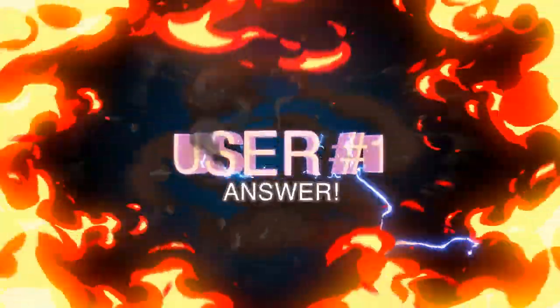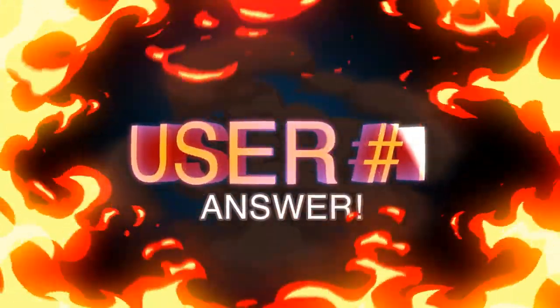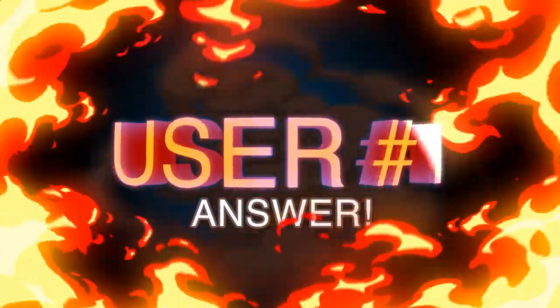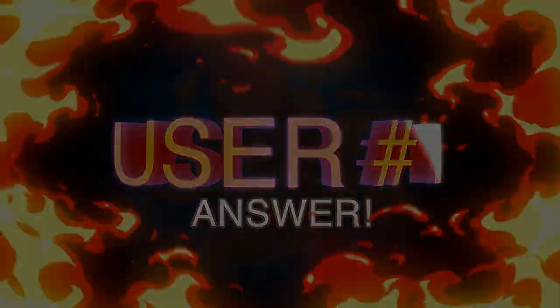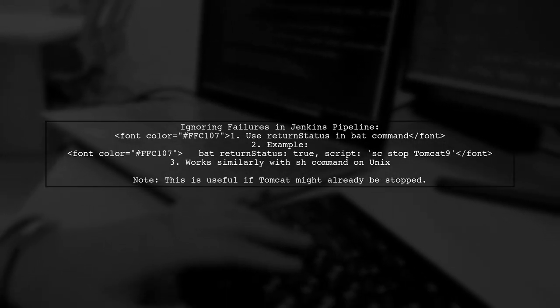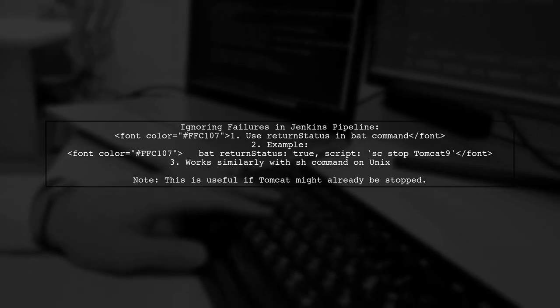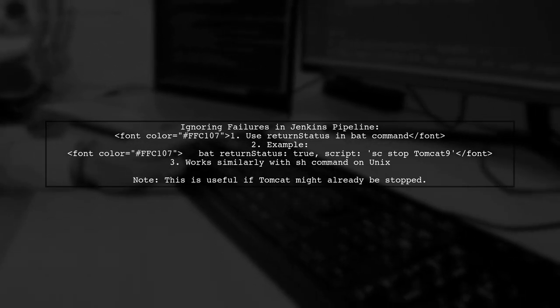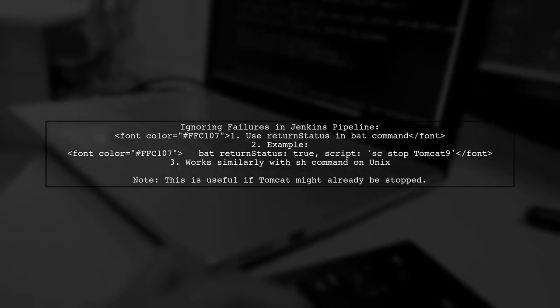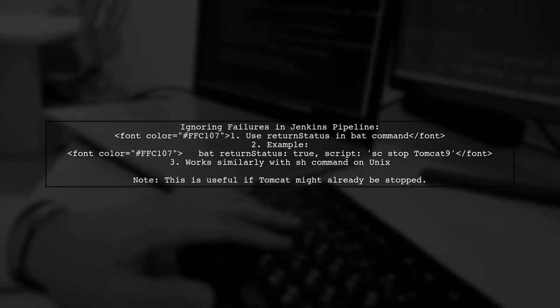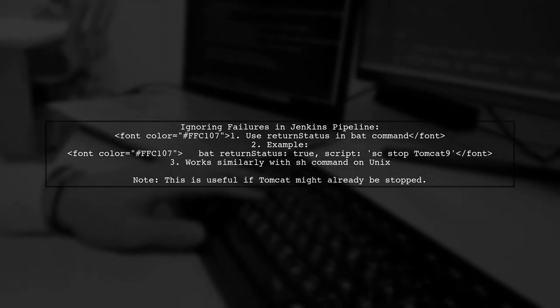Let's now look at a user-suggested answer. In a declarative Jenkins pipeline, you can ignore failures in a build step by using the return status option. For example, in the deploy test stage, you can stop Tomcat9 with a bash command that returns a status code. This allows you to handle the return status yourself or simply ignore it.